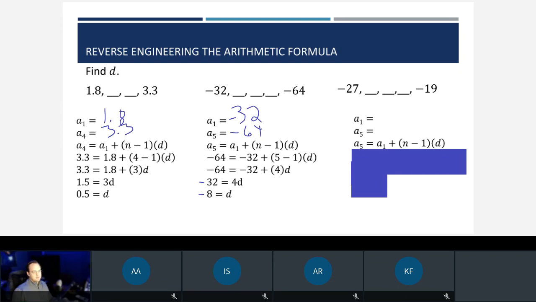All right. Okay, what is our common difference for the last example on this page? Two. Let's see if that's right. Yep, we got 2. Good job. Let's go ahead and just fill in everything else for completeness. This is negative 27. A sub 5 is negative 19.